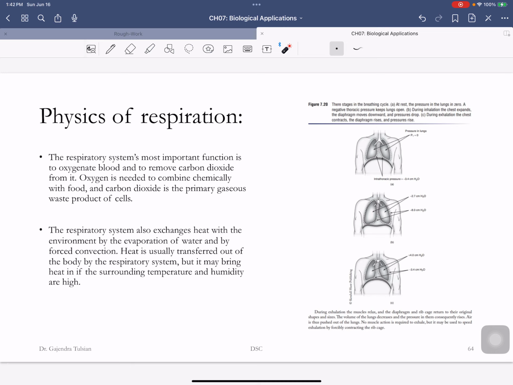Now we'll come to the physics of respiration. Here is a resting lung. The pressure outside is 1 atmosphere, and the pressure inside the lungs is 1 atmosphere as well, so the gauge pressure is 0. So there is no motion of air. If you want to breathe in, you have to decrease the pressure inside the lung.